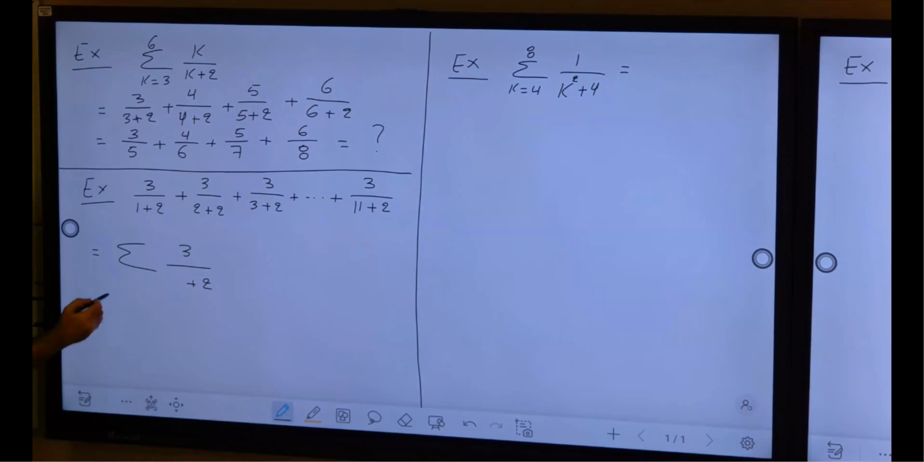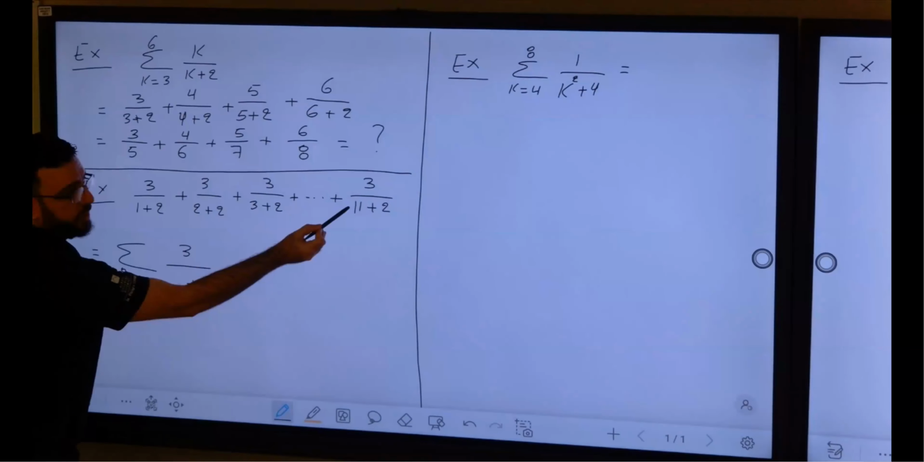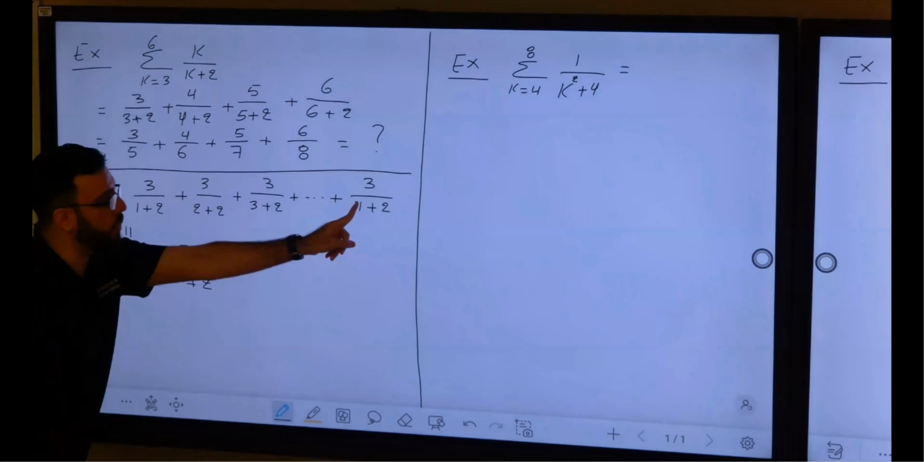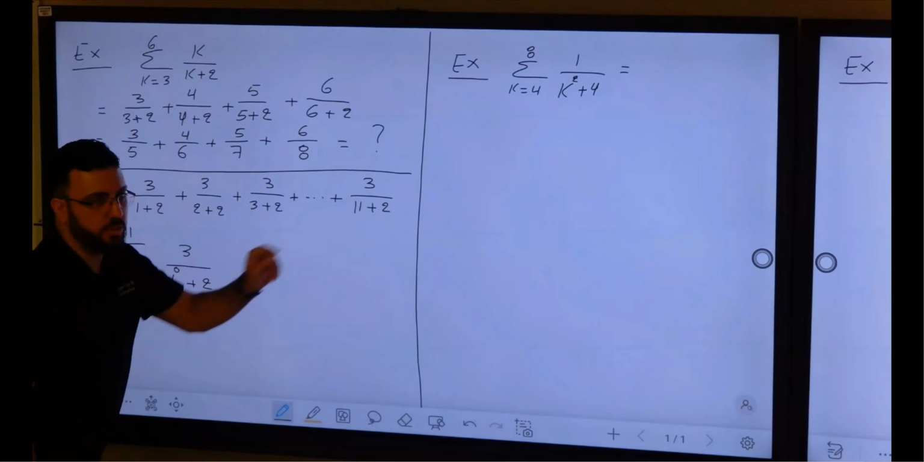Now, which index do you want to use? You want to index i equal. Check the number here. 1, 2, 3, and keep going until 11. That means start from 1 until where? Until 11. I'm going to put 1 right here. So now, when you plug in i equal 1, it's going to be 3 over 1 plus 2, the first term. When you plug in i equal 2, it's going to be 3 over 2 plus 2, which is the second term. When you plug in 3, it's going to be the third term. Plug in 4, the fourth term, and keep going to the last one. So it's going to be 11, 11 plus 2. You get the point?